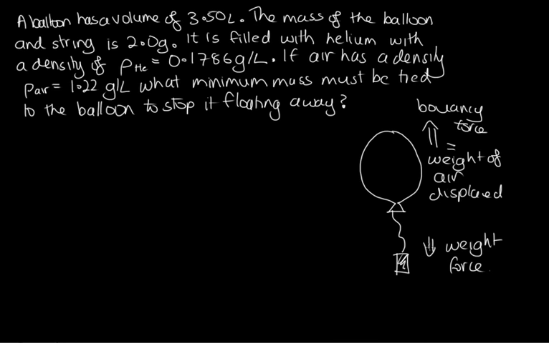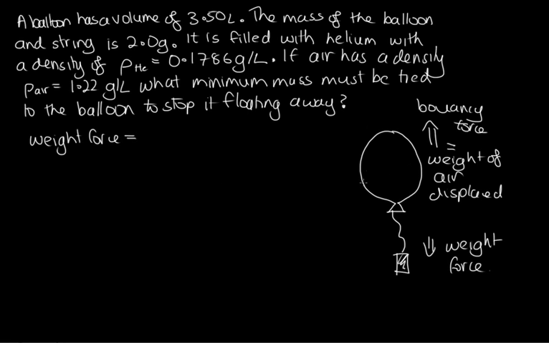Now to stop the balloon flying away, this buoyancy force and this weight force need to be equal to each other. If the weight force is larger than the buoyancy force, then the balloon will not fly away, but the limiting case with the minimum mass is when the weight force is equal to the buoyancy force. So let's start by working out the weight force.